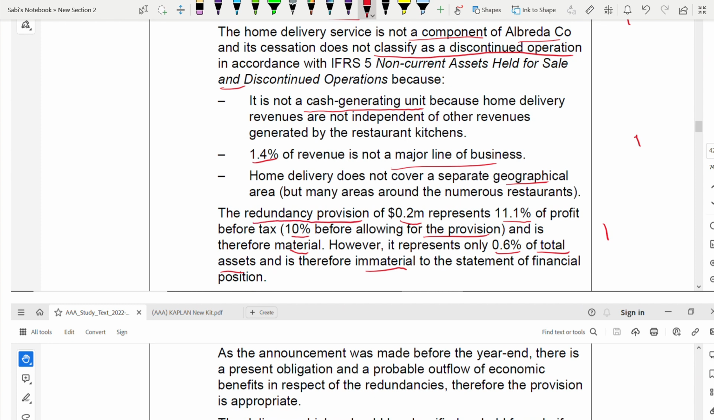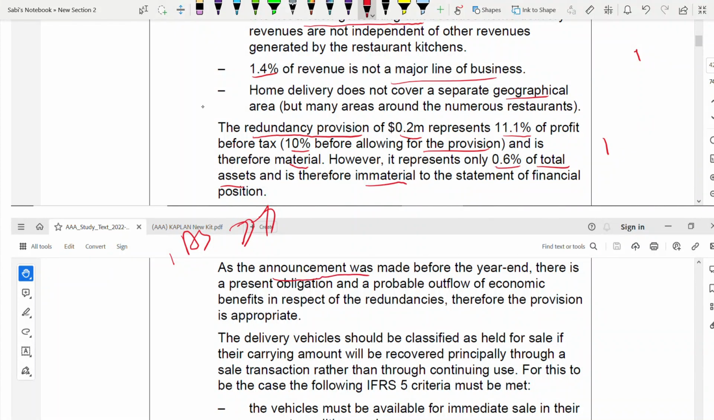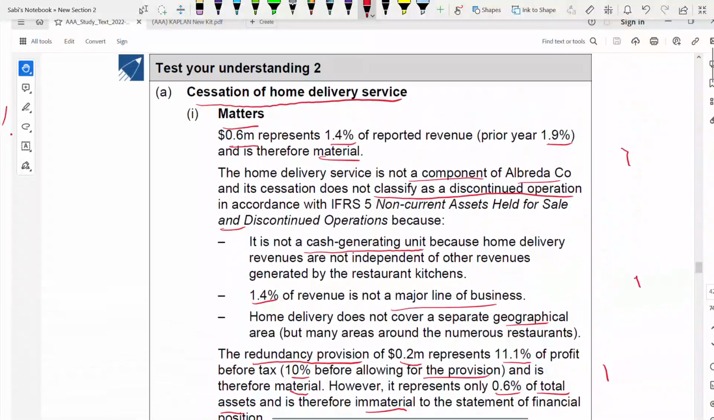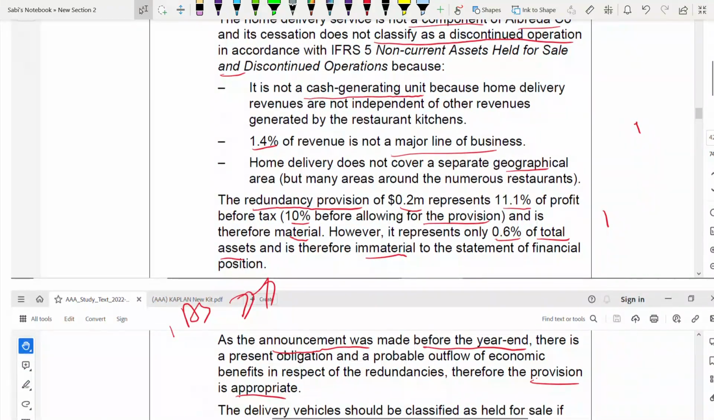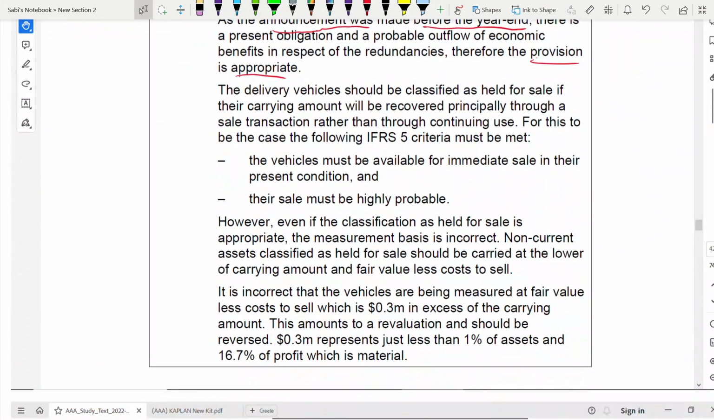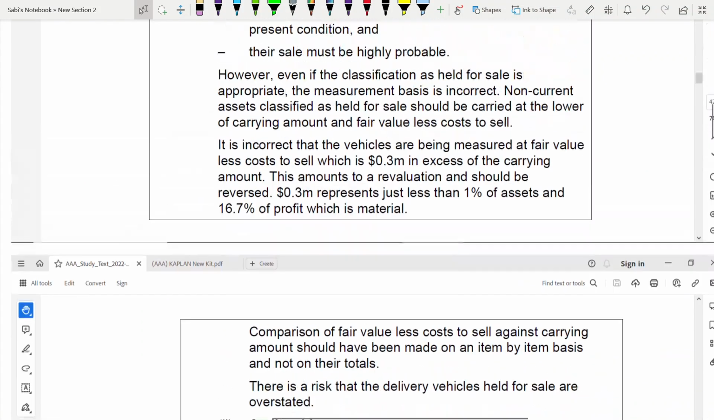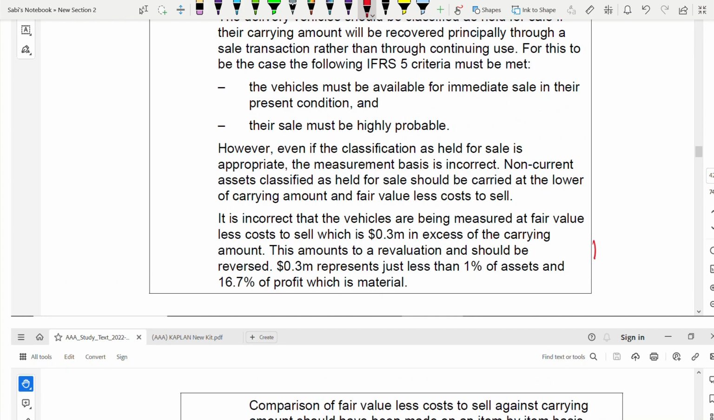Okay. You have to use the rules of IAS 37 Provisions. What does it say about redundancy? Whenever redundancy is made, you have to make sure when the announcement was made. You have to talk about this in the answer. So this announcement was made before the year end. Before the year end means there is a present obligation. Okay. So it says provision, yes, it's appropriate. Provision has to be recognized. Okay. So 1 mark for materiality, 1 mark for saying whether it is a discontinued operation or not, another mark for provision, and another mark is for the final conclusion. Okay.